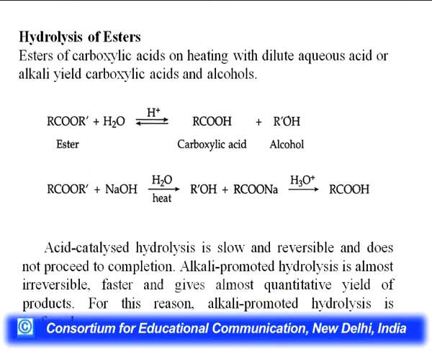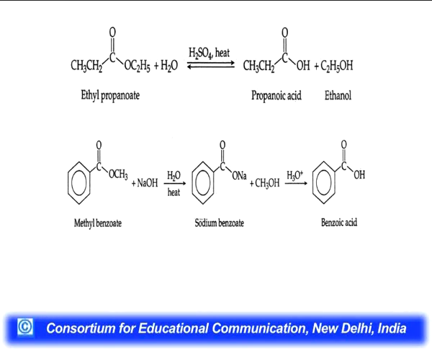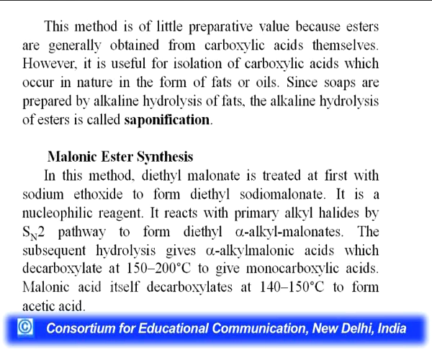Acid catalyzed hydrolysis is slow and reversible and does not proceed to completion. Alkali promoted hydrolysis is almost irreversible, faster and gives almost quantitative yield of product. For this reason, alkali promoted hydrolysis is preferred. So you can see how ethyl propionate ester will give you propanoic acid after acidification. First is the acid hydrolysis, and next example is the alkali hydrolysis with NaOH. When methyl benzoate is hydrolyzed with NaOH, first of all it gives you sodium benzoate and then benzoic acid.